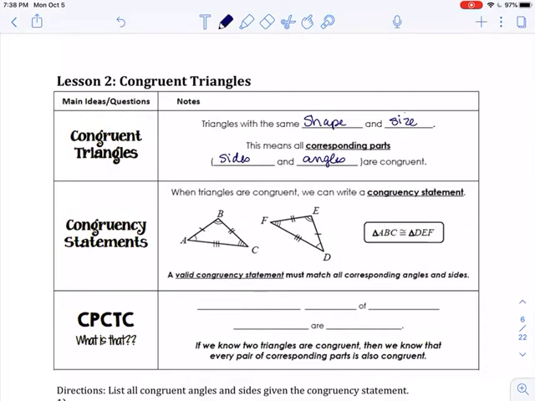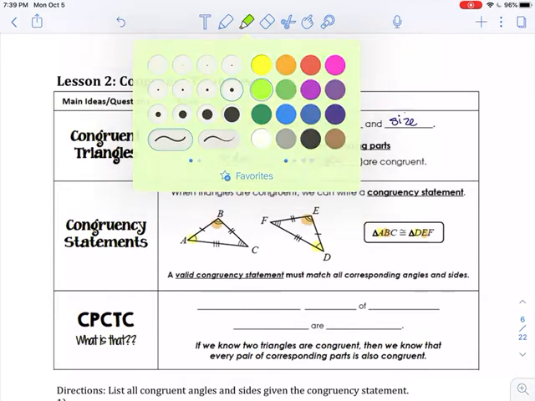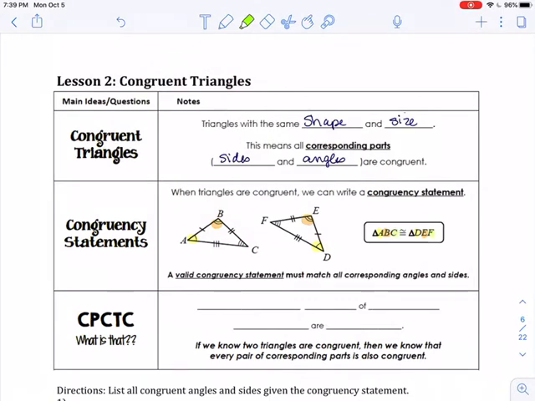When triangles are congruent, we can write a congruency statement. On the left I have triangle ABC, and on the right I have triangle DEF. I'm saying that triangle ABC is congruent to DEF. Can you see how A is the first letter? Angle A is congruent to angle D, and look how I have them marked, each with one little curved arc mark. B is the second letter and E is the second letter. B has two little arc marks and so does E. Those are congruent to each other. And C is the third letter and F is the third letter. C has three little arc marks and so does F.